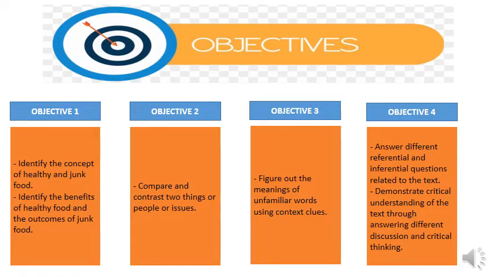The objectives that we are going to cover throughout this unit are to identify the concept of healthy and junk food, to know what is a healthy food, what is junk food, identify the benefits of healthy food and the outcomes of junk food, the negative impacts of junk food. Of course, when you finish the lesson, you will have a general idea about the negative, disastrous effects that junk food may lead to.